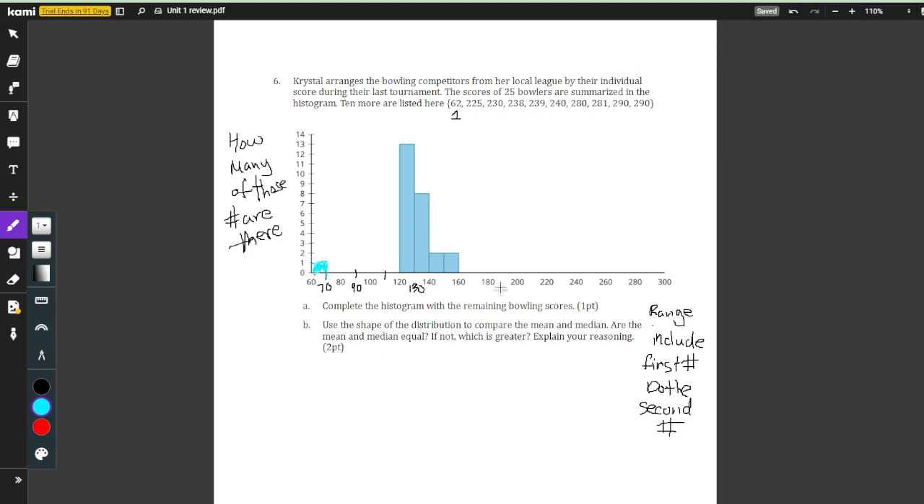So between 60 and 69, there's one of them. So now we go to the next one. We want 220, which is right here. And then we move on to the next one between 220 and 230. So 220 to 230, how many numbers are gonna be on there? In this case, there's gonna be only one because we don't include 230. So between 220 and 230, we have about one again.